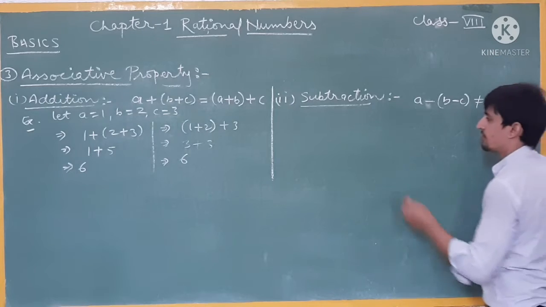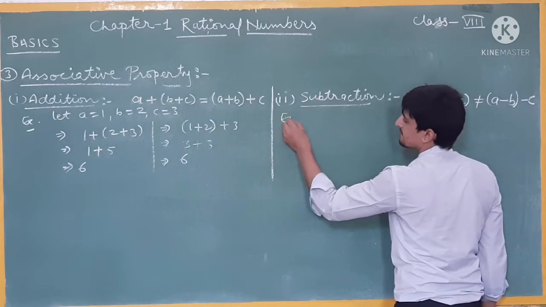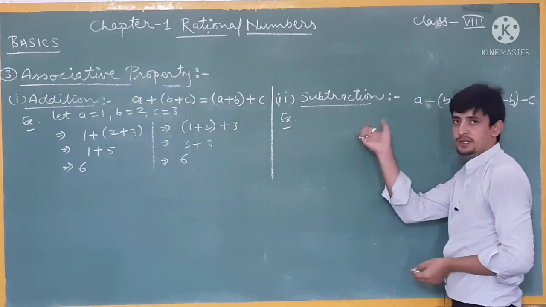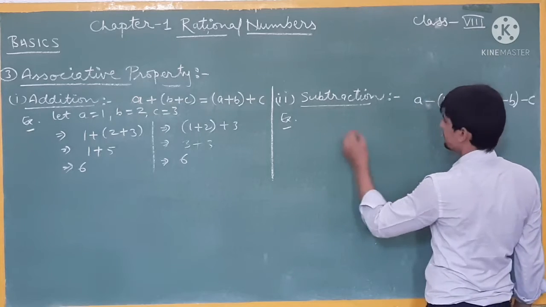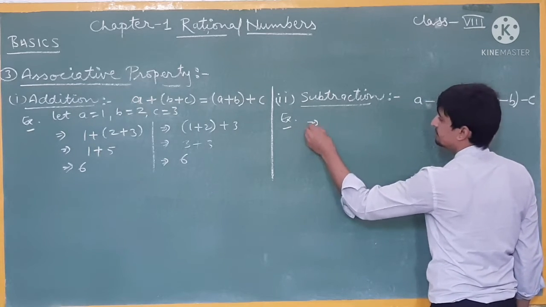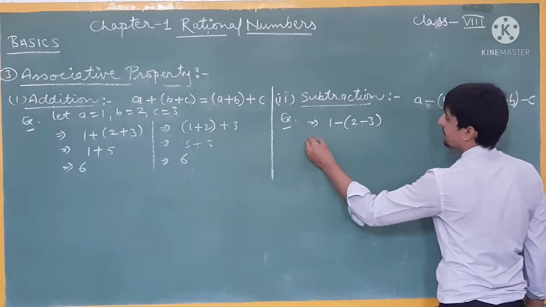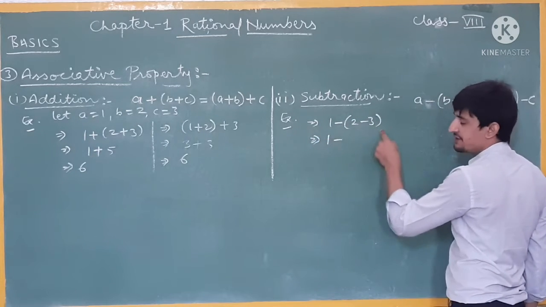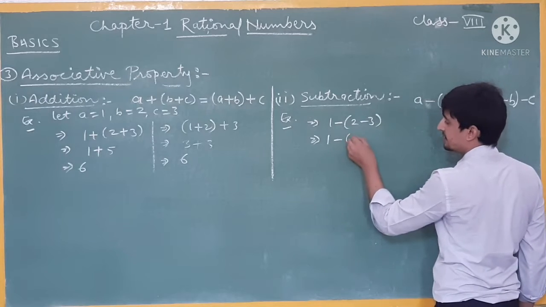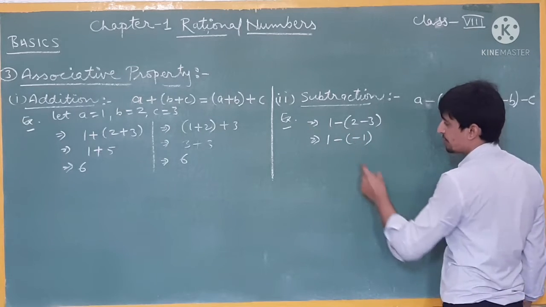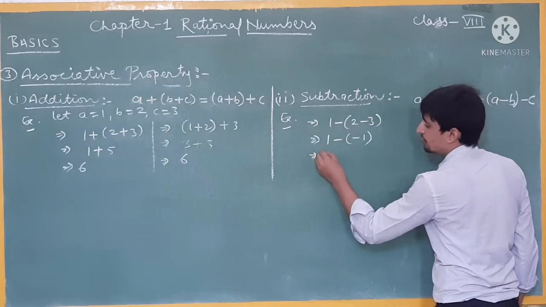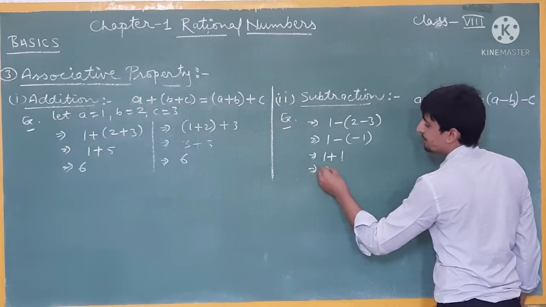Understood? For example, let a, b, c be 1, 2, 3. Putting the values in the LHS, we have 1 minus (2 minus 3), and 2 minus 3 gives minus 1. We take this in brackets. Minus into minus gives plus, so 1 plus 1 is 2.